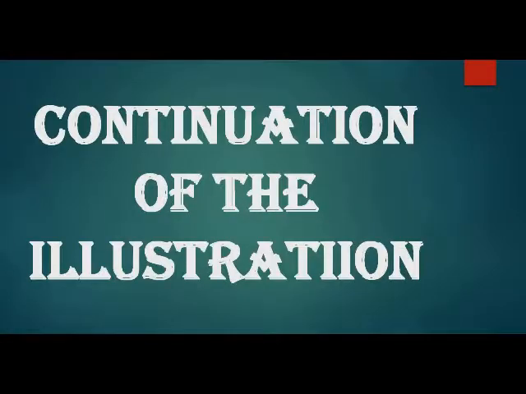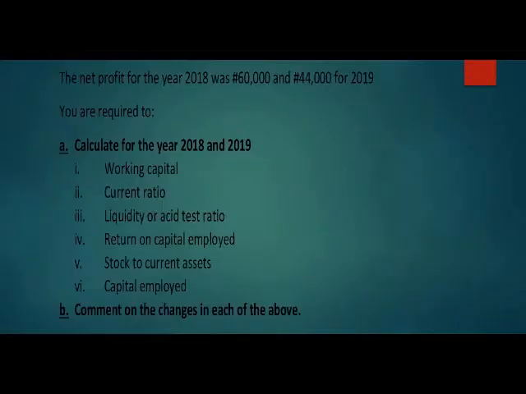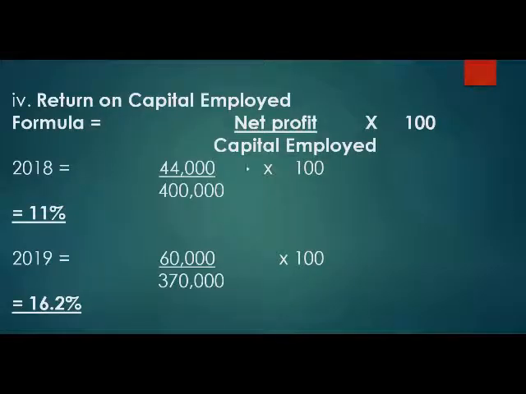Today we shall continue from here. We are going to calculate the return on capital employed. And this is the formula for return on capital employed: net profit all over capital employed times 100. You know how to arrive at net profit. Net profit is ascertained in your profit and loss account. After deducting expenses from your gross profit, you arrive at net profit. And capital employed also refers to the capital invested in the business.